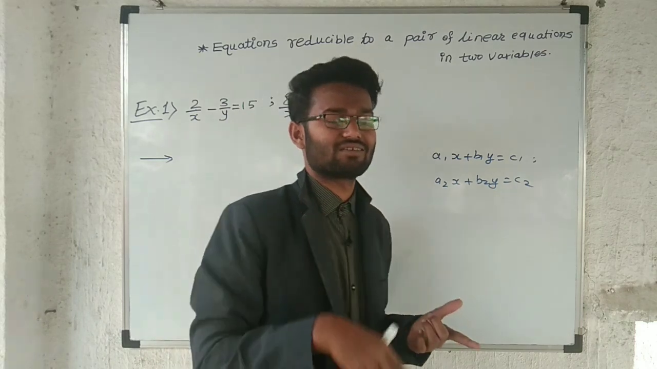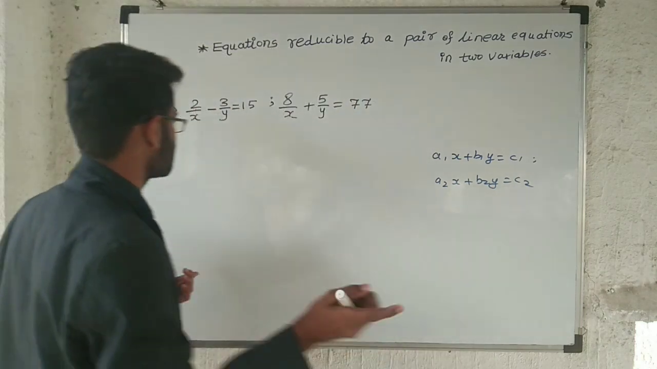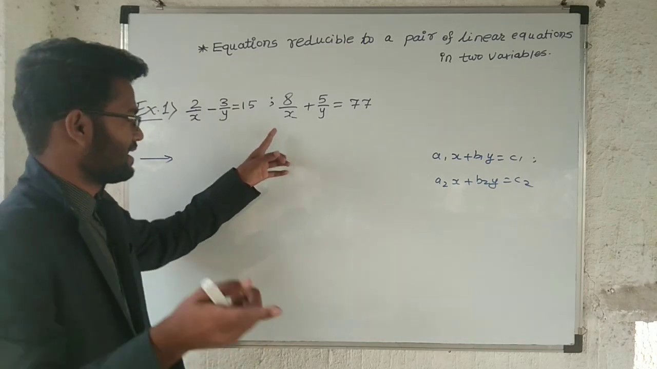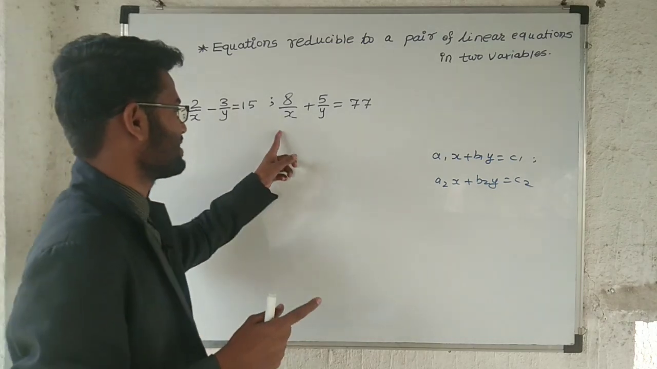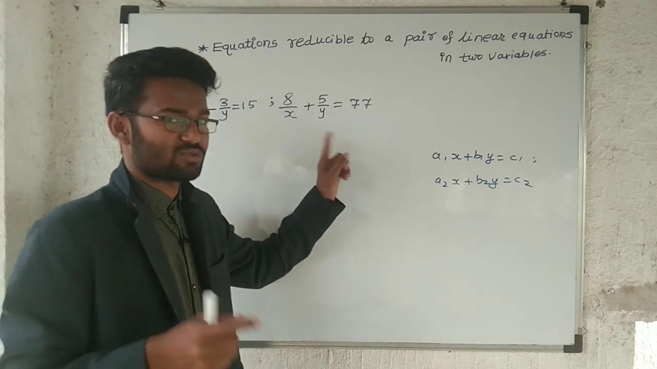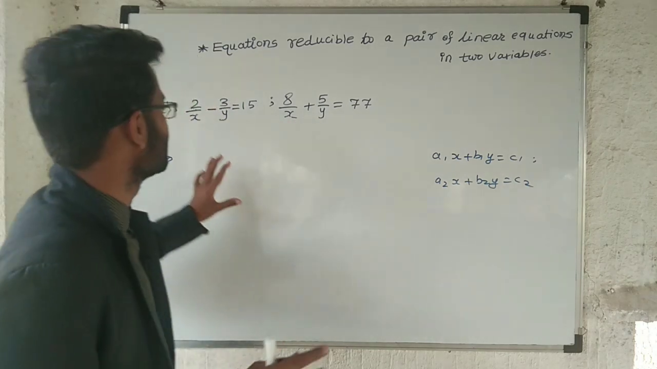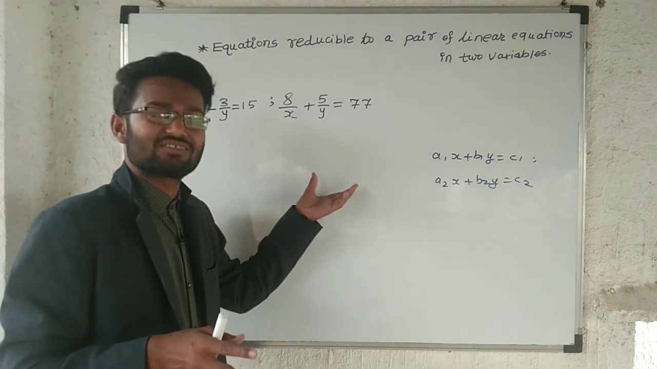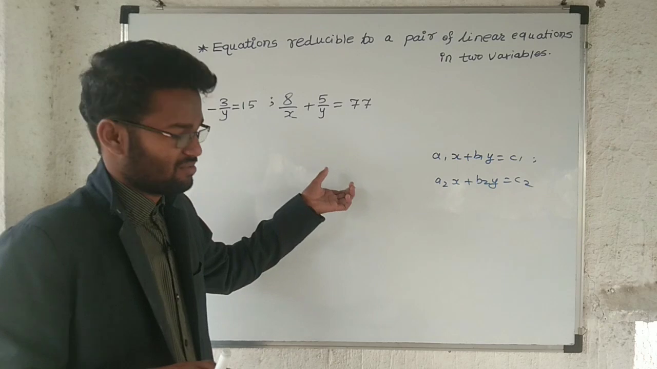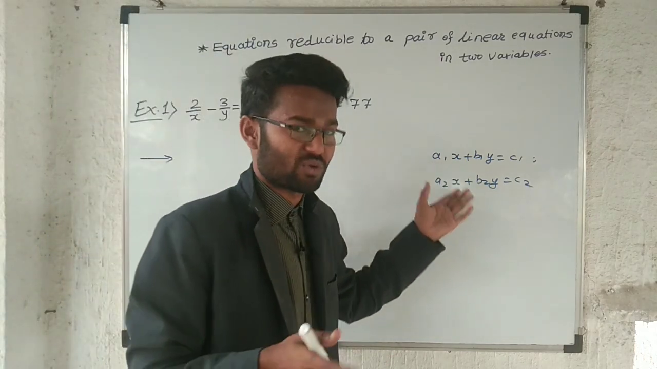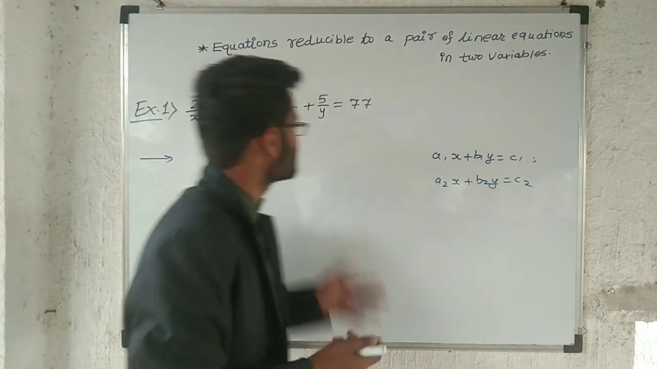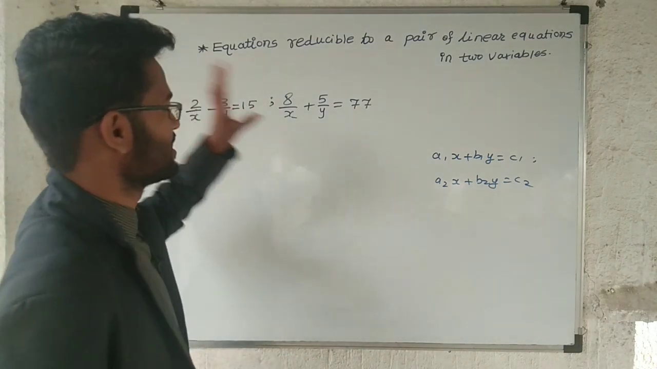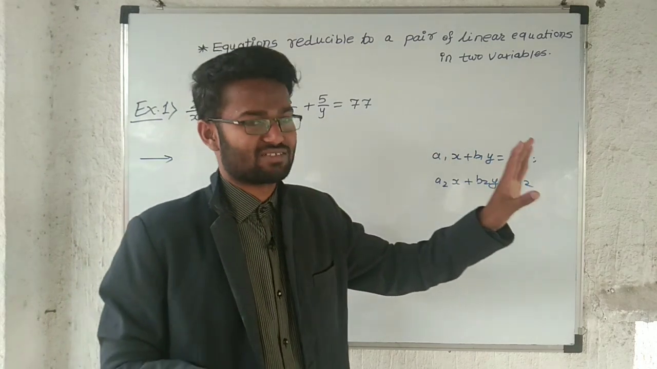We can solve this by any method. Look at this example: 2 by x minus 3 by y is equals to 15, and the second equation is 8 by x plus 5 by y is equals to 77. Here x and y are the variables, but they are in the denominator, and we have the product term multiple. So this is not in standard form. We have to reduce it. Our point is equations reducible to a pair of linear equations in two variables.